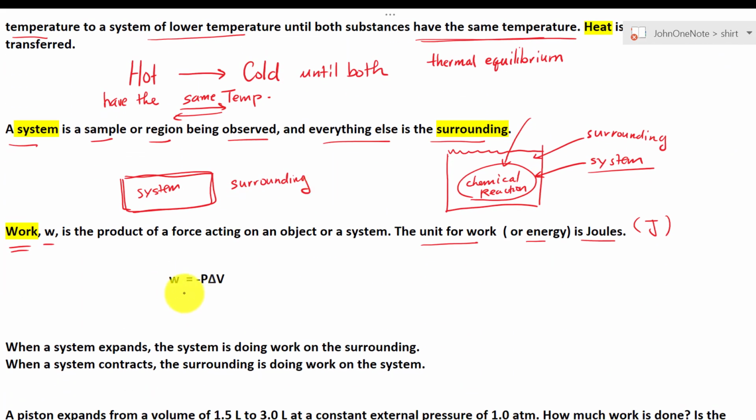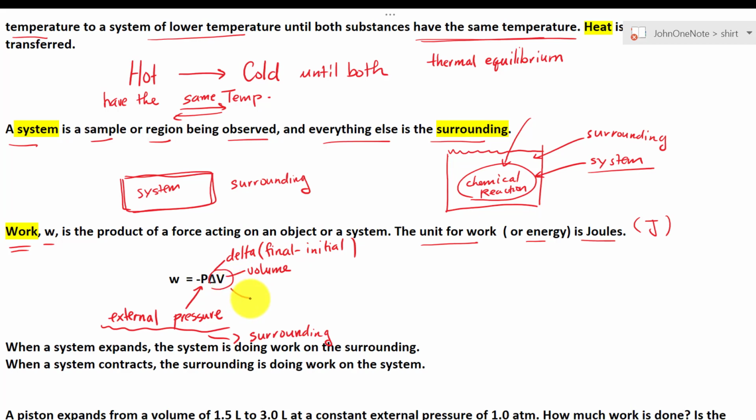The formula for work is work equals negative P times delta V. What is P? We know it is pressure, but we are referring to the external pressure. Then we have delta, which is basically change, and delta is always final minus initial. Since we are talking about delta V, what does V stand for? That would be volume. Delta V is equal to volume final minus volume initial.